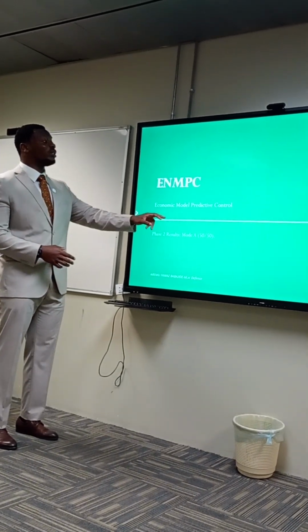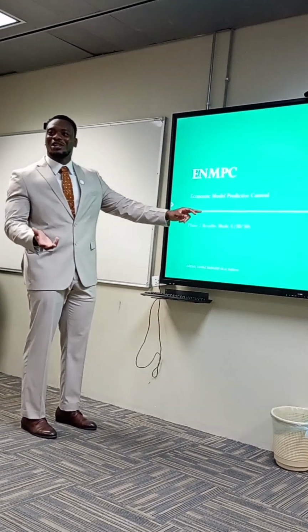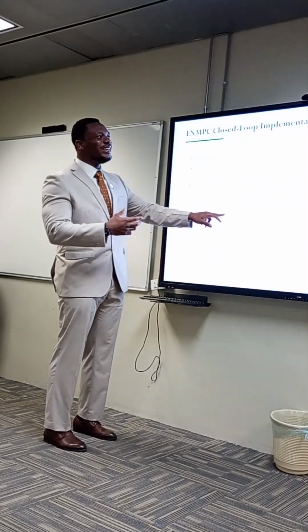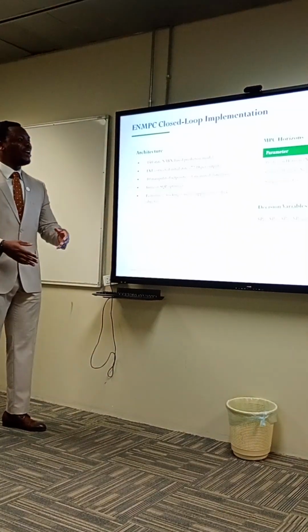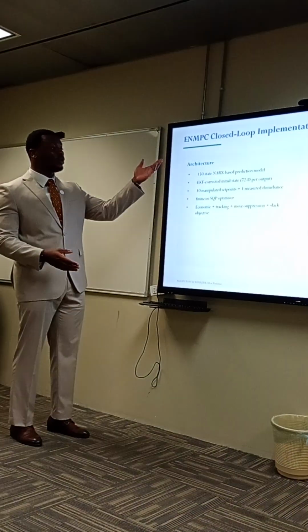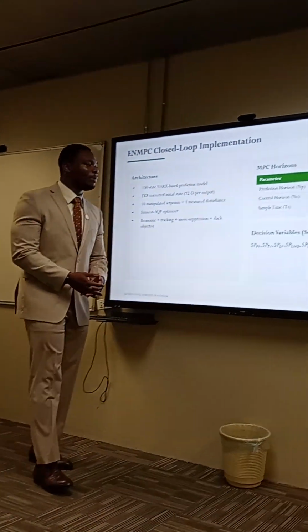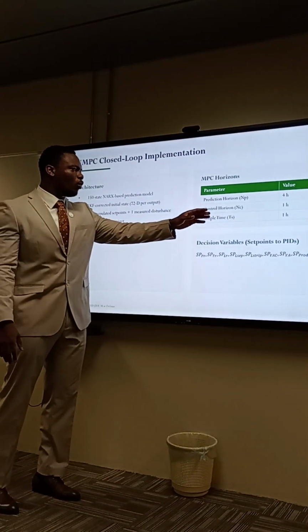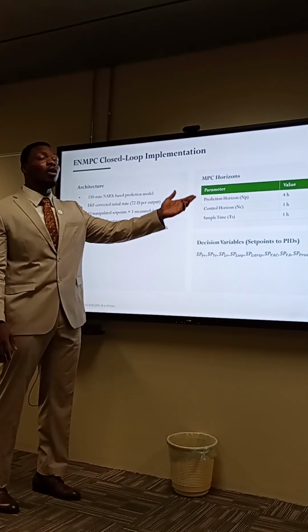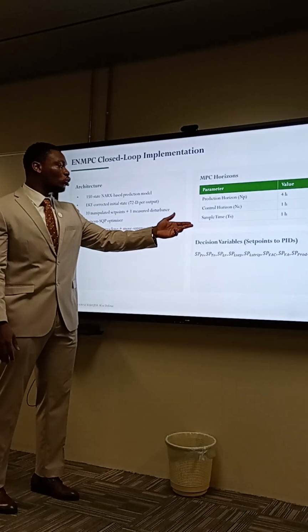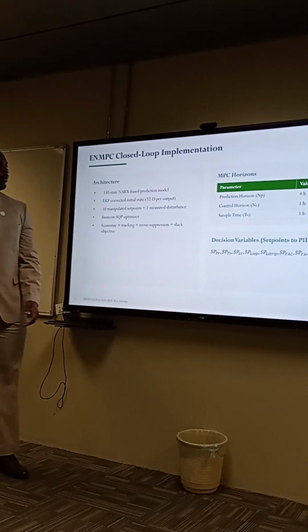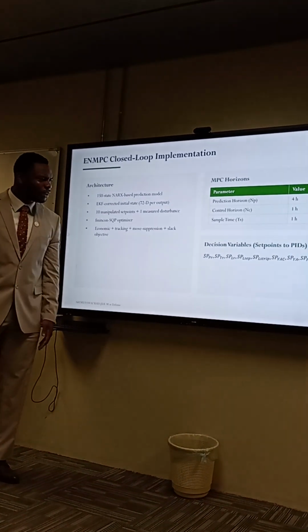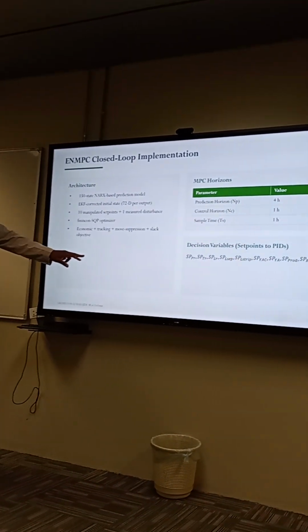So, the economic model predictive control. Up until this morning, when I had a good result, at least a very relaxing result actually, these were the parameters I used for my economic MPC. We had a prediction horizon of about 4 hours, 1 hour for the control horizon, and 1 hour for the sample time. And then, of course, for the decision variables, you have the set points you're trying to optimize, and we'll see the results in a second.